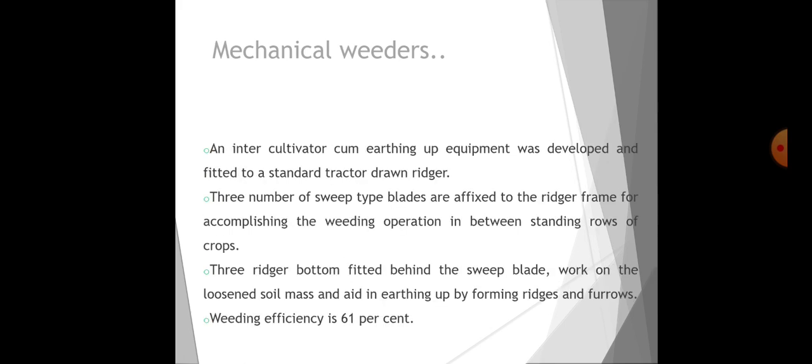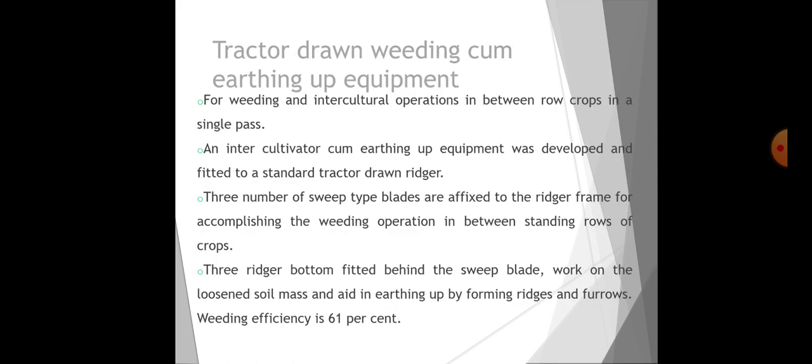Next, an intercultivator cum earthing up equipment was developed and fitted to the standard tractor drawn ridger. Three sweep type blades are affixed to the ridger frame for accomplishing the weeding operation in between the standing rows of the crops. Three ridger bottoms fitted behind the sweep blades work on the loosened soil mass and aid in earthing up by forming ridges and furrows. Weeding efficiency is 61%.